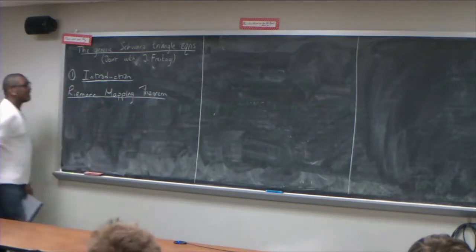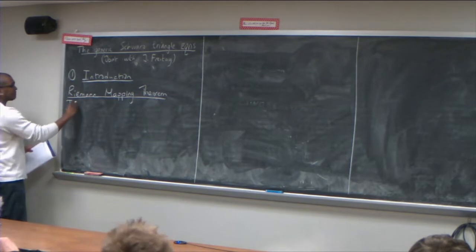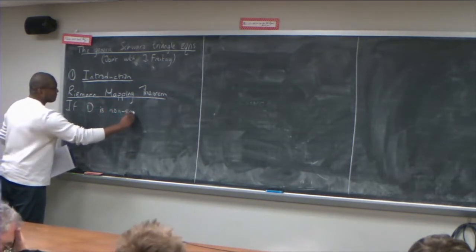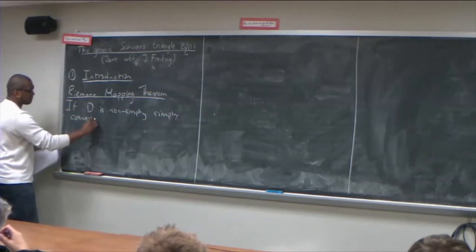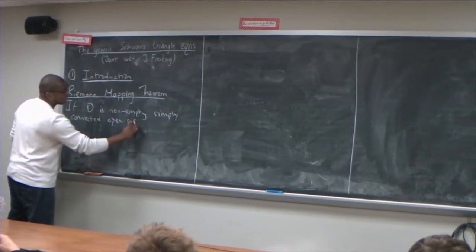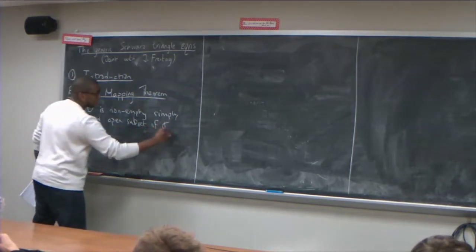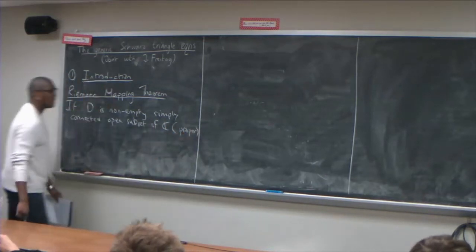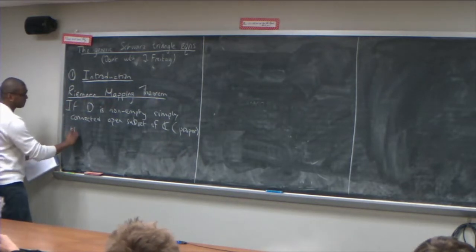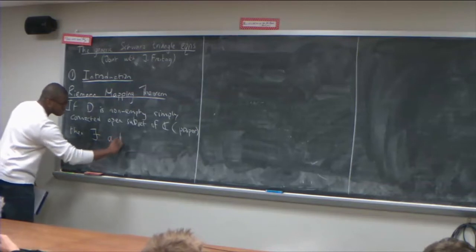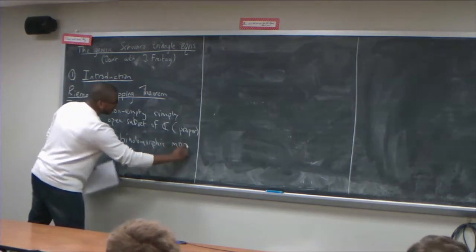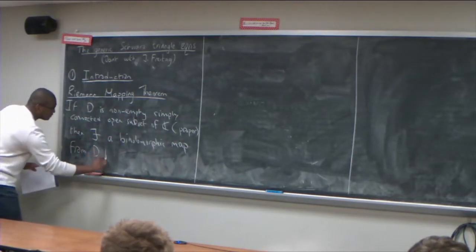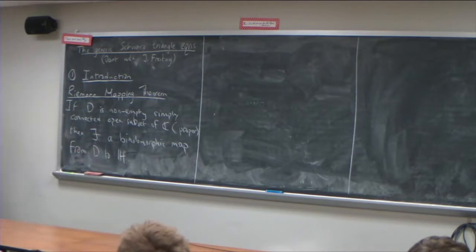It states that if you have a non-empty simply connected open subset D of C, proper, so not all of C, then there exists a biholomorphic map from D to H, where H is the complex upper half plane. This is a weak form of the uniformization theorem.